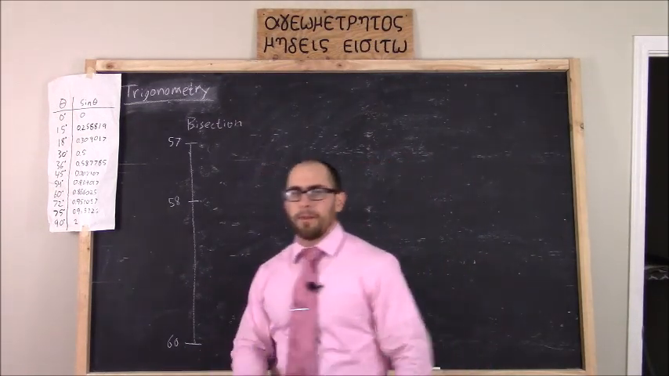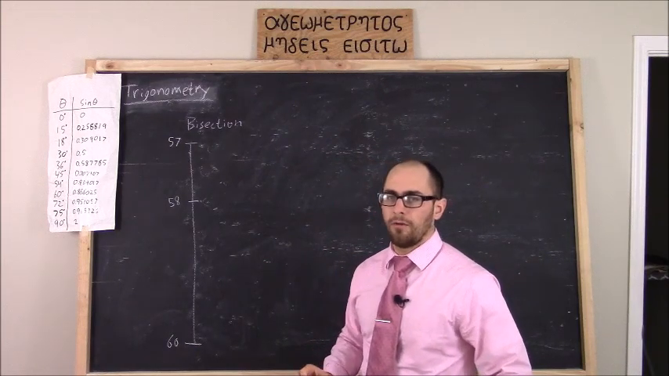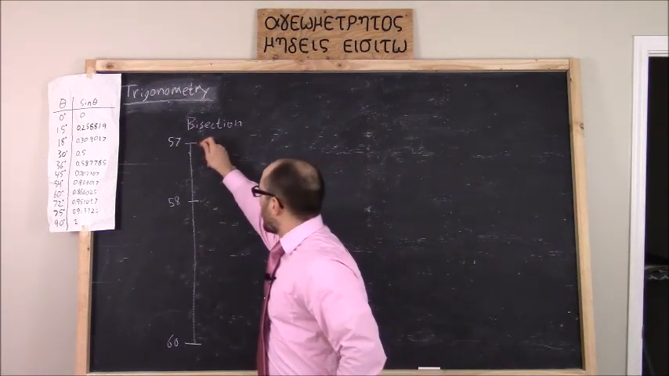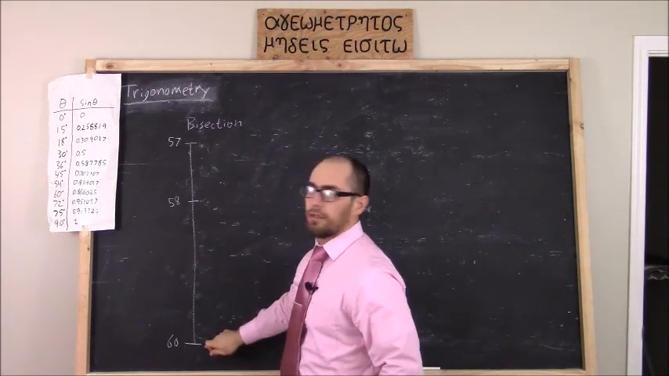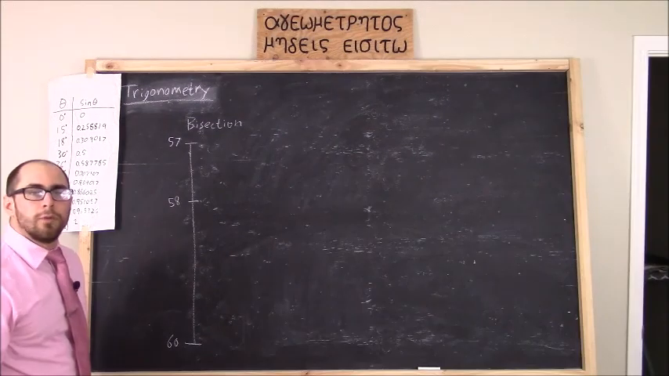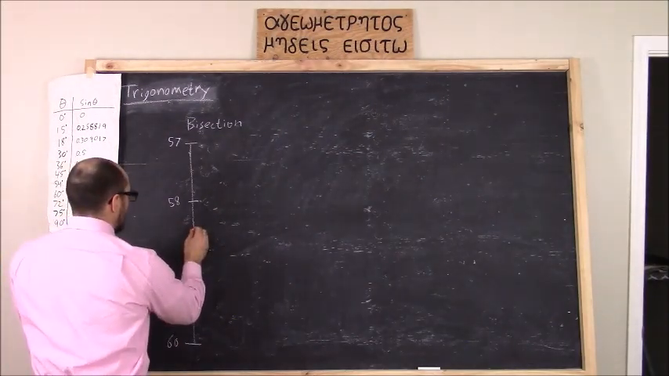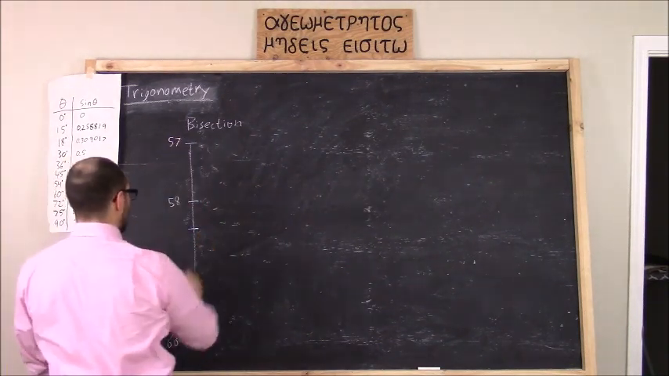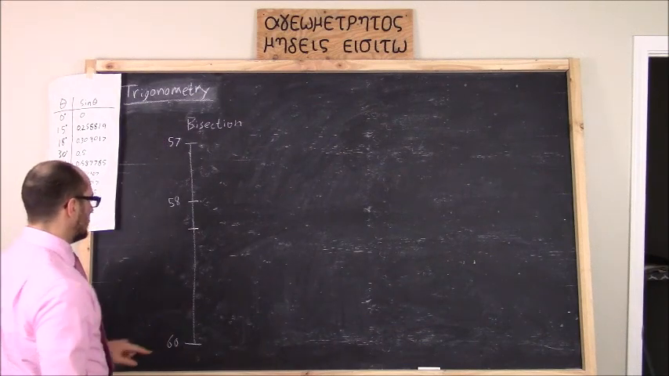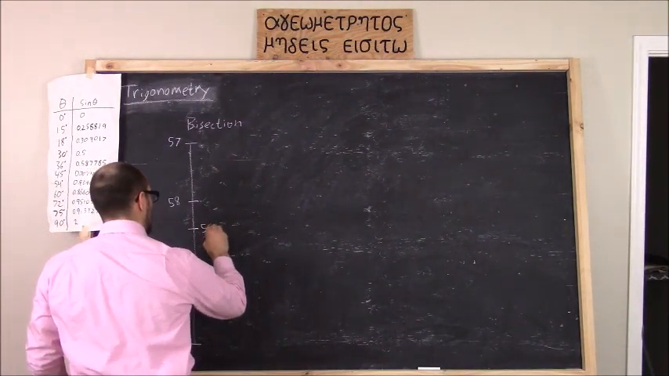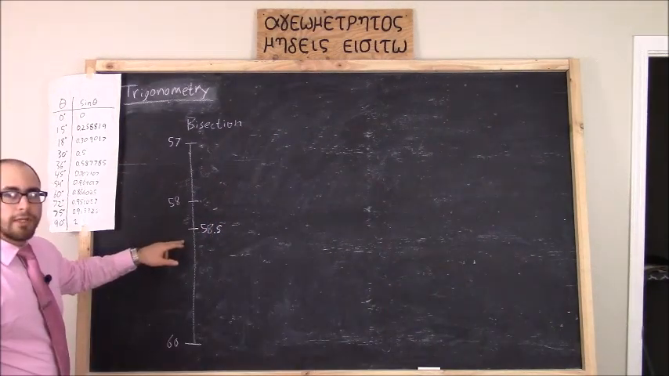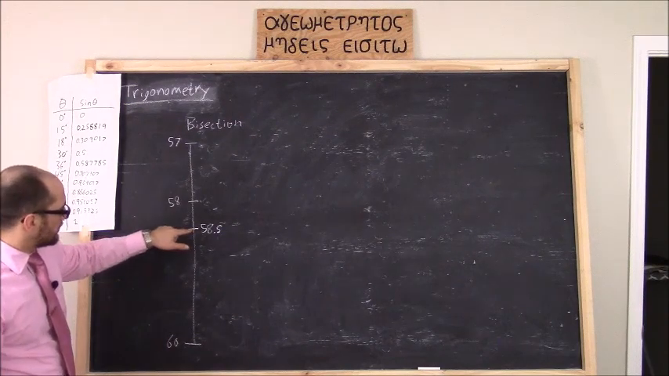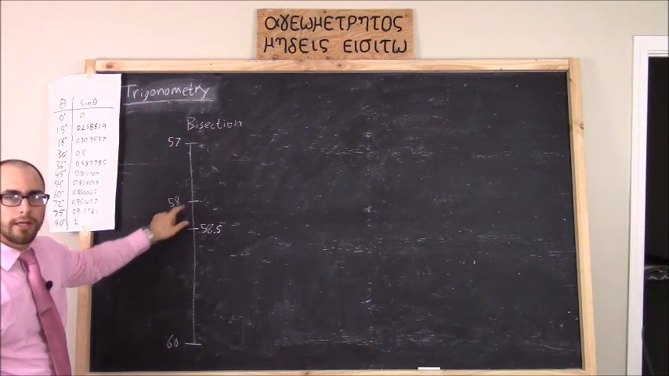Another way is to bisect that angle. Now, bisecting basically means cutting in half. So halfway between 57 and 60, which are the known values, we can use trig identities to find the sine of halfway between 57 and 60. 57 plus 60 divided by 2 is 58.5. So we can use trig identities to find the sine of 58.5. Notice we're now slightly closer to our target.